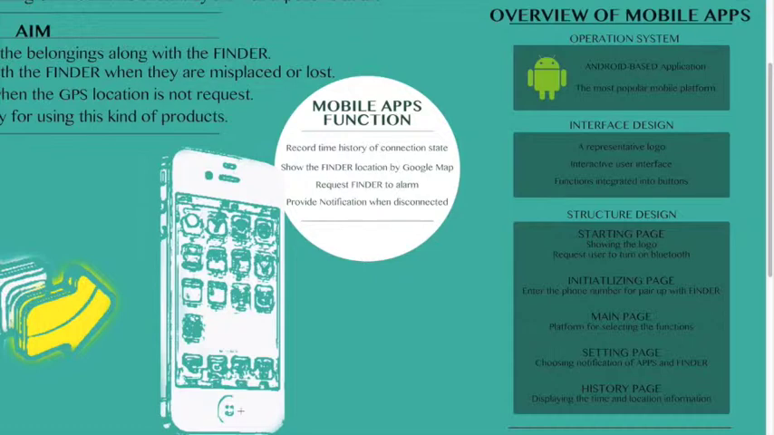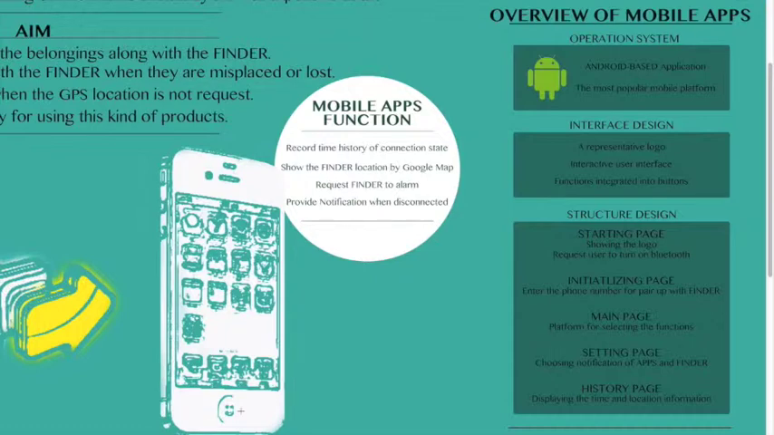And how about our structure design? There are 5 main pages in our application. First one is the starting page. The starting page means when I open the app, the first page appears, and it will show our logo and request the user to turn on the Bluetooth. Second one is the initialization page. The initialization page means the user is using the app for the first time and it needs to pair up with Finder. So the user needs to enter the phone number in this page.